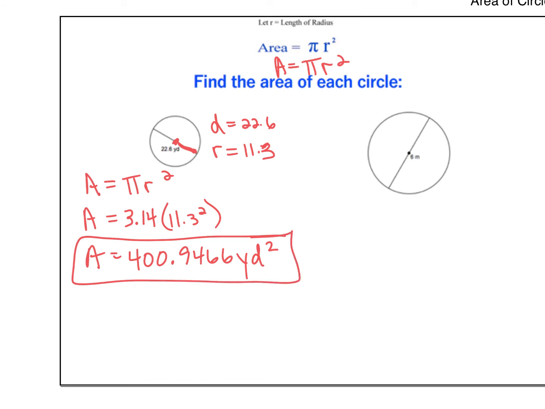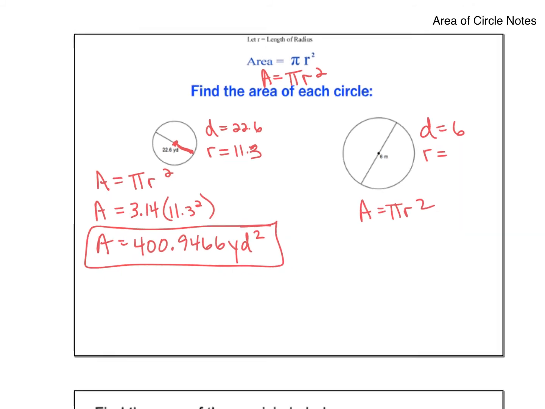All right, now you're going to do this next one. Now remember, here you have the diameter of 6. You need to get the radius. What is the radius? And then please copy down your formula. Plug in your numbers and solve. I want to see this problem completed when you turn in your notes.